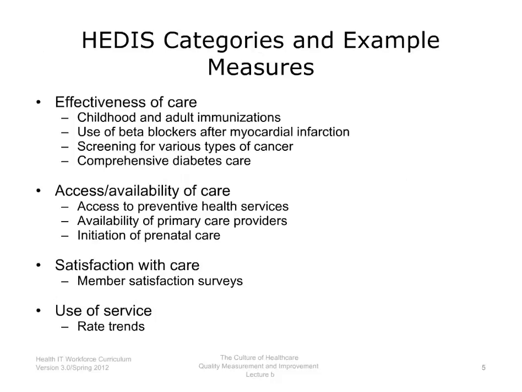HEDIS has a number of categories and then specific measures within those categories. There are effectiveness of care measures, such as childhood and adult immunization, use of beta blockers after myocardial infarction, or MI, screening for various types of cancer, and a number of measures related to chronic diabetes care. There are also measures on access and availability to care, such as access to preventive health measures, how available primary care providers are, and how soon prenatal care is initiated after a woman has been diagnosed as being pregnant. There are also measures related to satisfaction with care, including member satisfaction surveys and the use of various services, such as preventive measures. These measures allow health plans to compare themselves to other health plans.